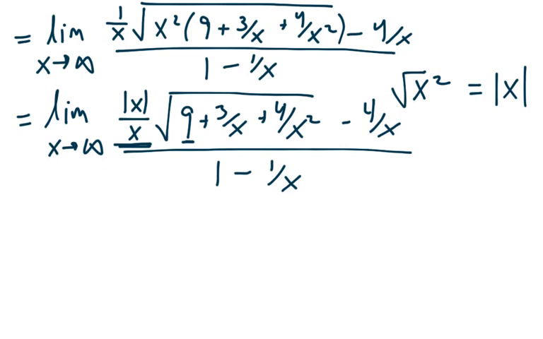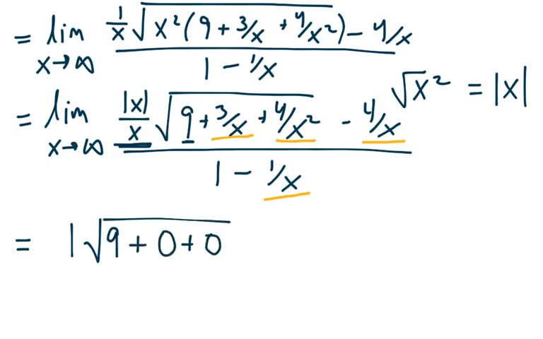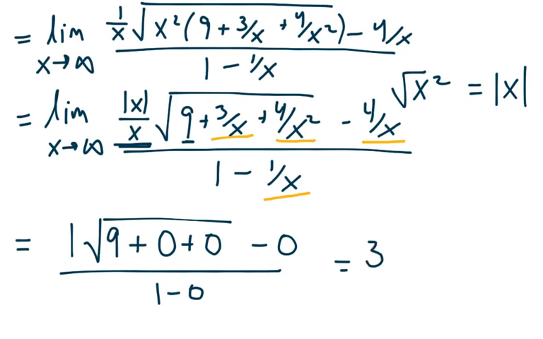3 over x is going to go to 0. 4 over x squared goes to 0. Minus 4 over x goes to 0. And 1 over x goes to 0. So that leaves us with 1 times the square root of 9 plus 0 plus 0 minus 0, all over 1 minus 0, which is simply 1 times the square root of 9, which is 3.